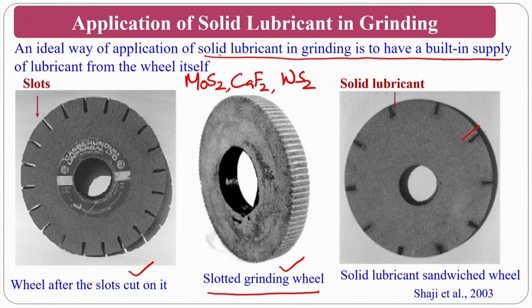You can see here the structures are made like figure 1. This is figure 1, figure 2 and figure 3. Similar to figure 1, the slots are fabricated, but the solid lubricant is coated there itself. So we can call these self-lubricating grinding wheels also.